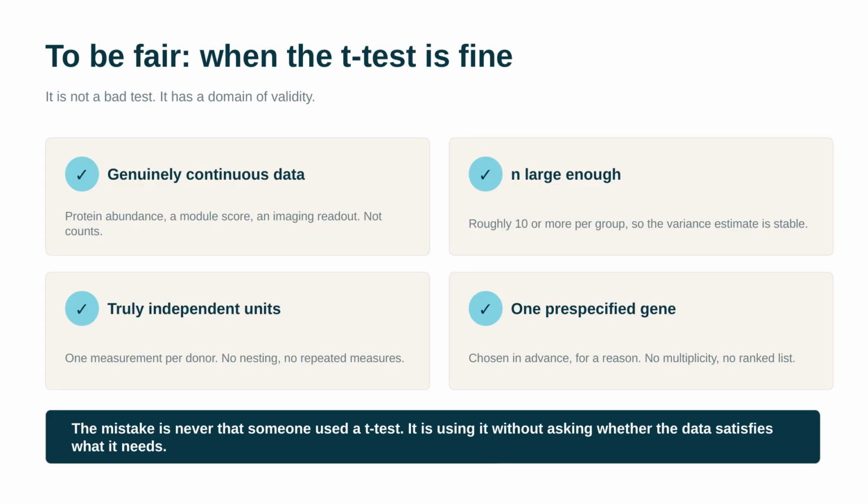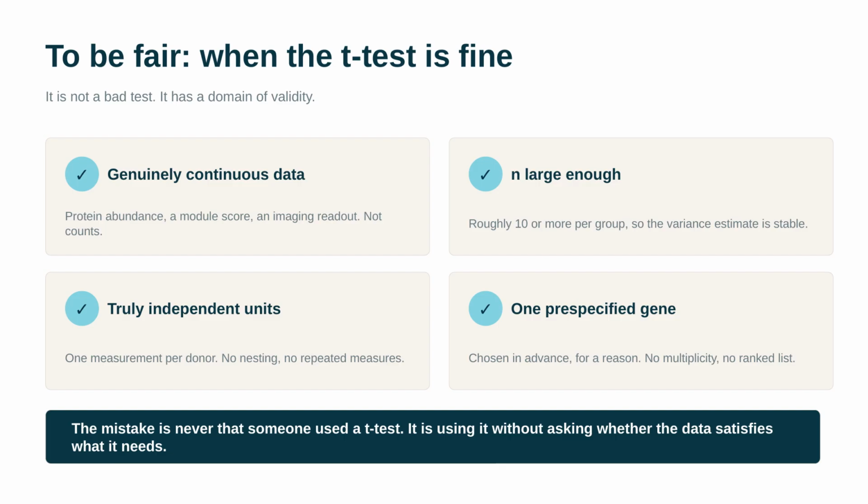So to be fair to the t-test, when is it actually fine? It is fine when your data is genuinely continuous rather than counts. Think protein abundance from mass spectrometry, or a module score, or an imaging readout. It is fine when your N is large enough that the variance estimate is stable, which in practice means more than about 10 per group. It is fine when your observations really are independent, 1 measurement per donor. And it is fine when you are testing 1 gene, chosen in advance, for a specific reason. That last one matters. If you are testing a single pre-specified gene with a real hypothesis behind it, there is no multiplicity to correct and no ranked list to be fooled by.